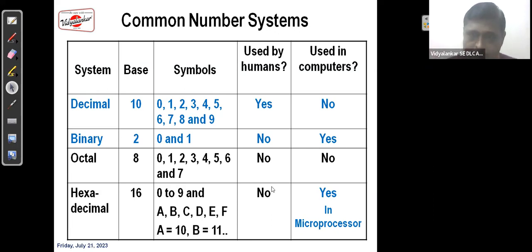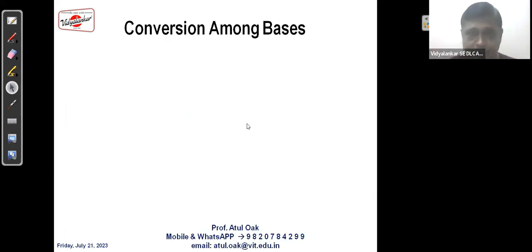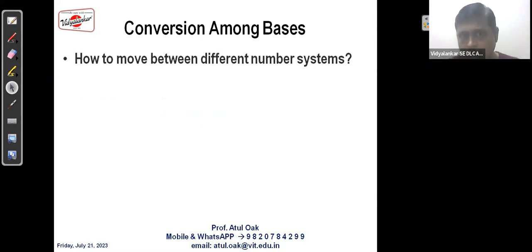Anyway, now comes our main discussion point after around half an hour. The question is how we move between these number systems, because I talk decimal, I'm a human. My machine talks binary bits 0 and 1 because it's a machine. My processor talks hexadecimal.